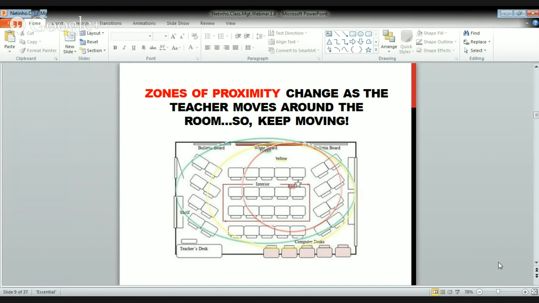Now remember, when the students are at their seat, they're not going to move, but you are. You want to walk, that is, move, around the classroom as much as possible during class time to get every student in that red zone for at least part of the class. Remember, as you, the teacher, move around the room, the zones change. Next slide, please.